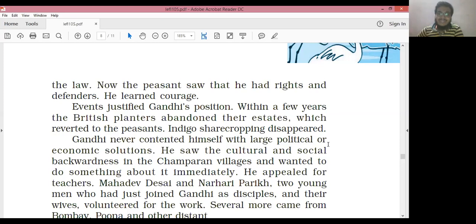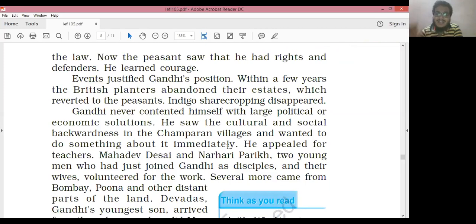Gandhi never contented himself with a large political or economic solution. I hope, students, you understood till here. So what happened next? Gandhi never involved himself in politics or economic benefit for himself. He saw the cultural and social backwardness in the Champaran villages and wanted to do something immediately. So he understood what was the high need for these Champaran people, and he did it immediately.